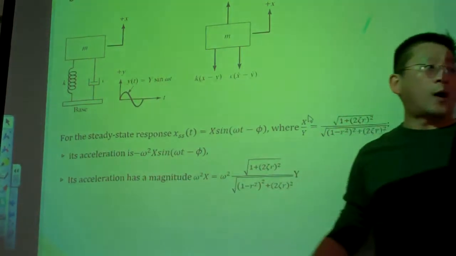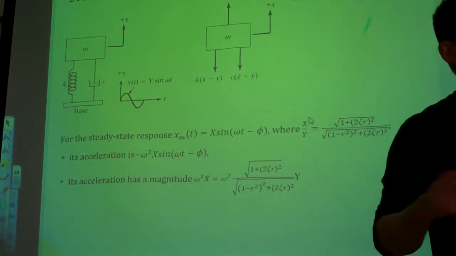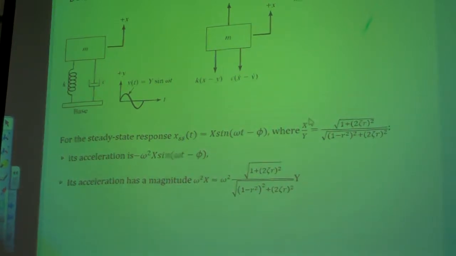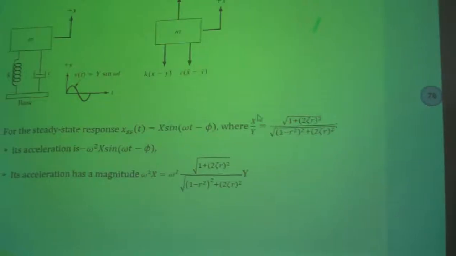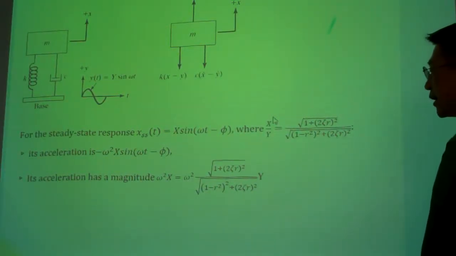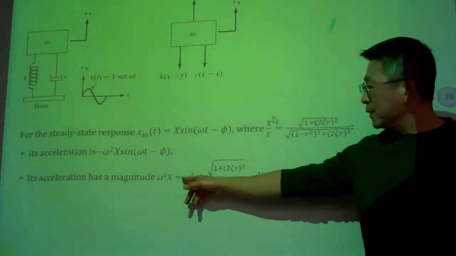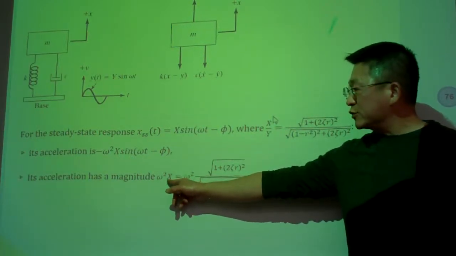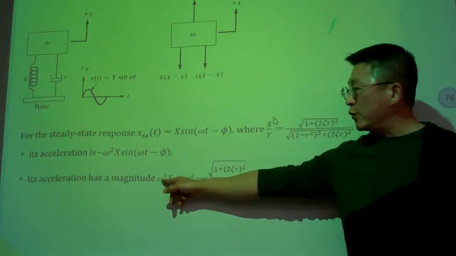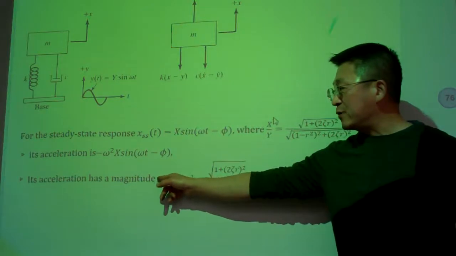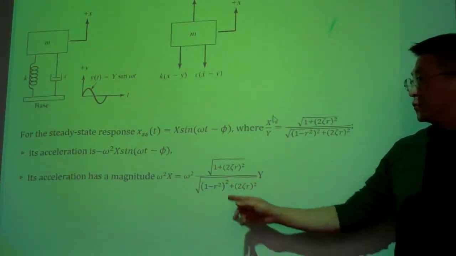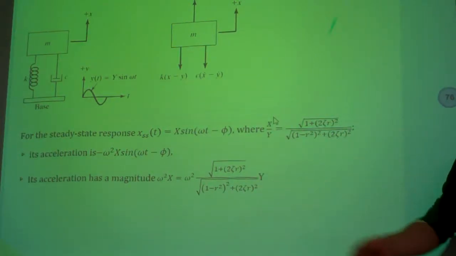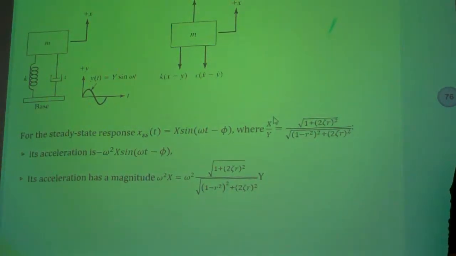Whatever omega you plug in, square it, and multiply with the displacement from the first page. So under these situations, you simply multiply the displacement magnitude with omega square, and that is the number for the accelerations. You put in the equation from the previous slides, and that is the one we need.